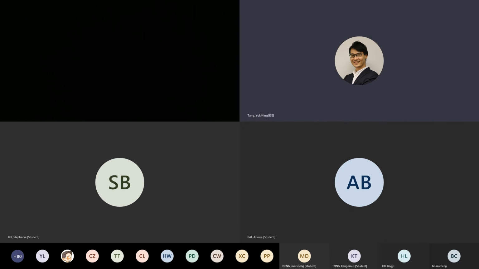Okay. Once you complete the game, please let me know and then tell me the answer on the chat box on the right hand side. Once you complete, please let me know to see who is the fastest to complete this game.